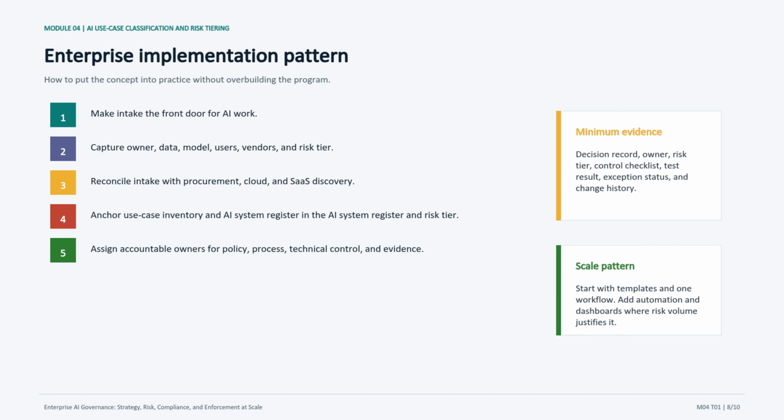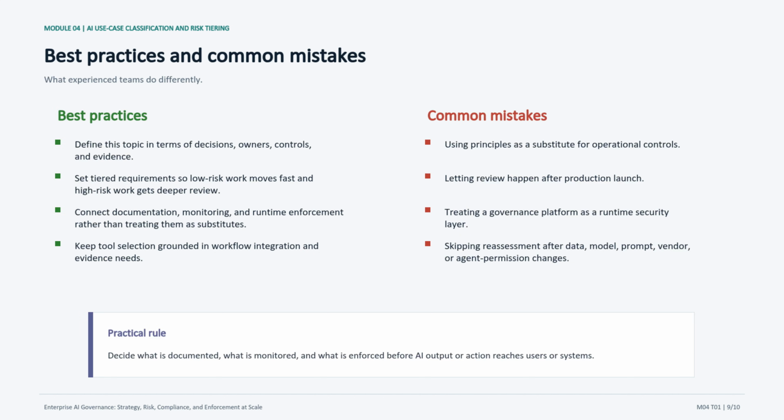After implementation, the useful classroom move is to compare mature habits with common mistakes because that is where teams usually recognize their own gaps. Here, I would make the discussion practical and candid. The best practices are the habits that keep use case inventory and AI system register connected to decisions, owners, controls, evidence, and actual system behavior. The common mistakes are equally important. Teams often write principles, review too late, confuse governance workflow with runtime security, or forget to reassess after data, model, prompt, vendor, or permission changes.